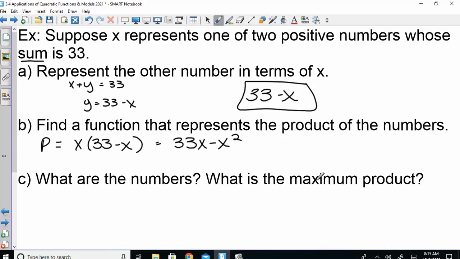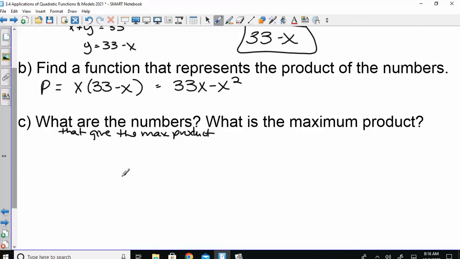Well, that would find out when it's 0. But if I want the maximum, so what are the numbers that give the maximum product? How do you find it? Vertex. Maximum is a vertex. So opposite of B over 2A. What's my B value? So opposite of B would be negative 33 over 2 times negative 1.